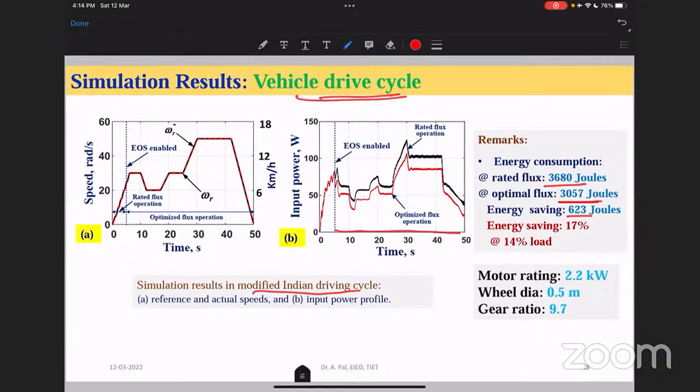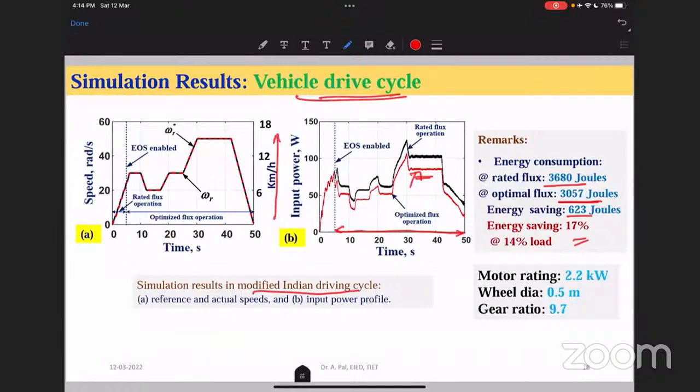Here, when the machine is operated at rated flux, the power consumption is shown by the black profile. And when the machine is operated at efficiency improved operation, that means optimized flux operation, it is shown by the red curve here. So the overall efficiency improvement is that much. And this is the vehicle speed in kilometer per hour. So low speed and low torque, light load condition, I have studied.